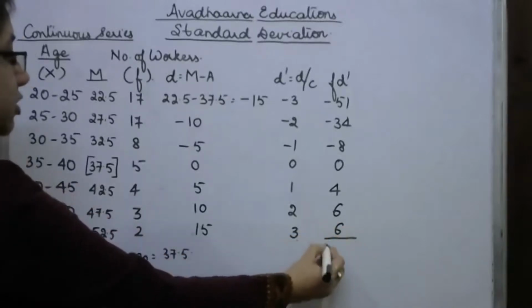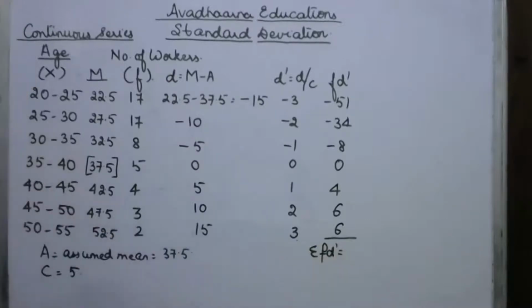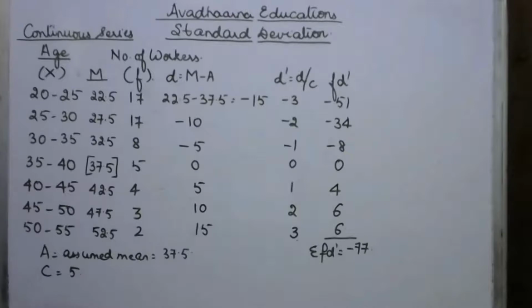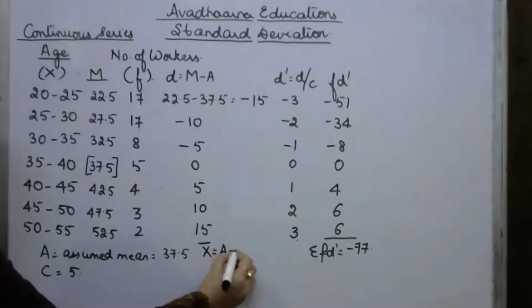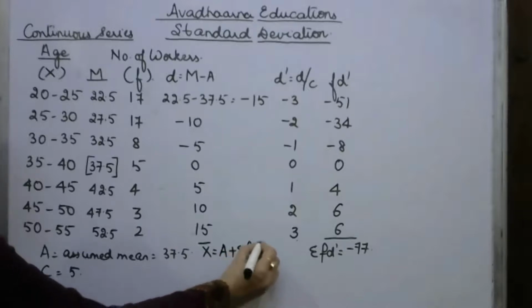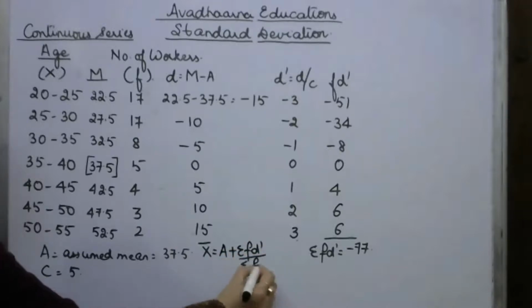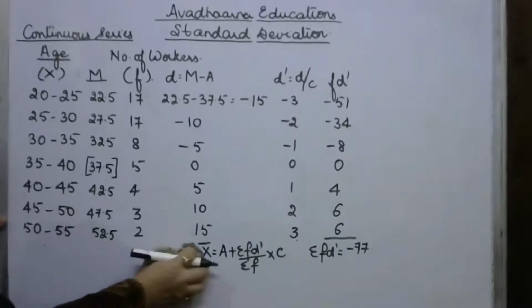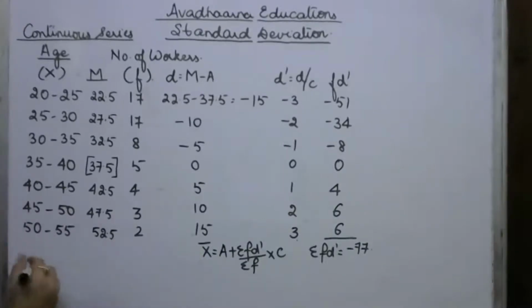Let's calculate summation fd dash, so it's minus 77. Now let's calculate the mean by step deviation method, and we know that mean is equal to a plus summation fd dash over summation f into c. Now let's substitute the values. A is 37.5 and C is 5. So we'll substitute the values over here.